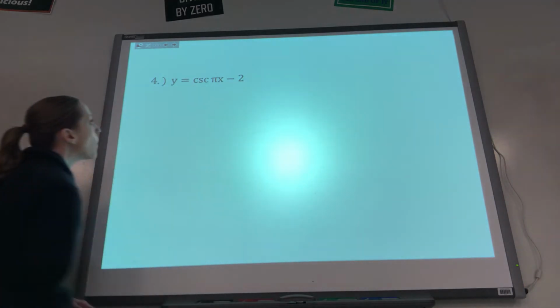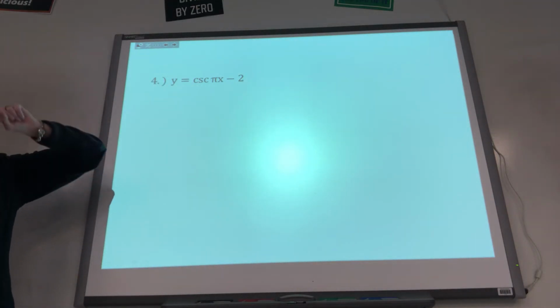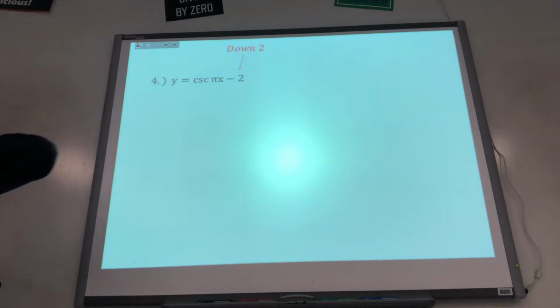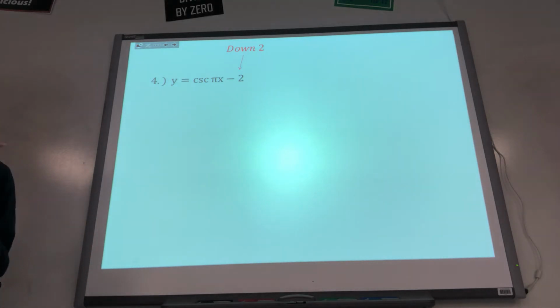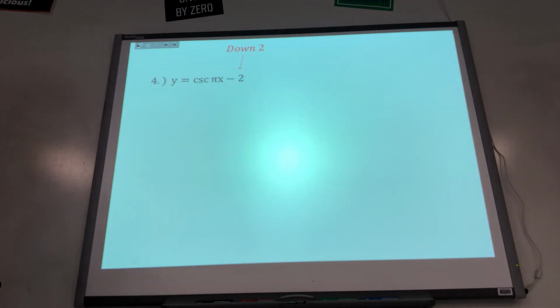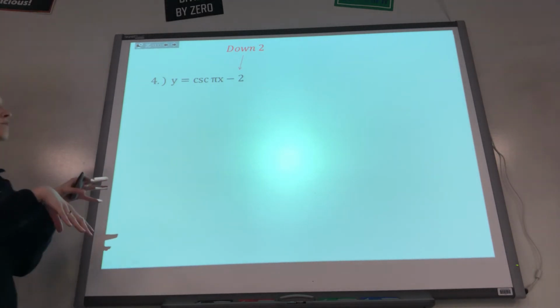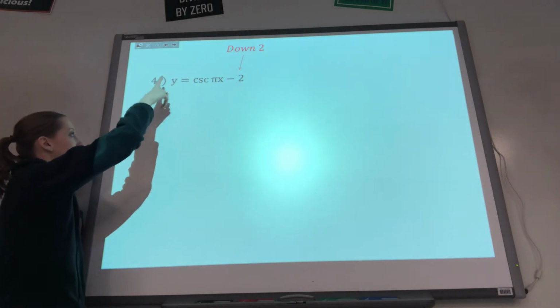Now, does anybody know what that minus 2 is going to do to our graph? Yes, down 2. It's not on the inside of the function. It's technically on the outside. So that's going to be something I don't even worry about until the very end of the problem. I'll take all my points and move everything down 2, but I'm not going to worry about that just yet.